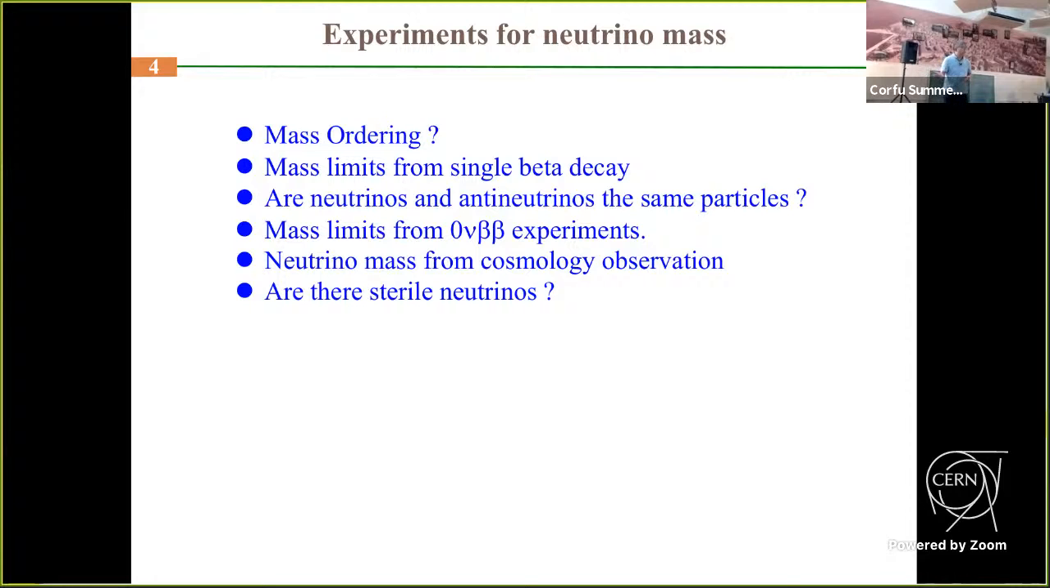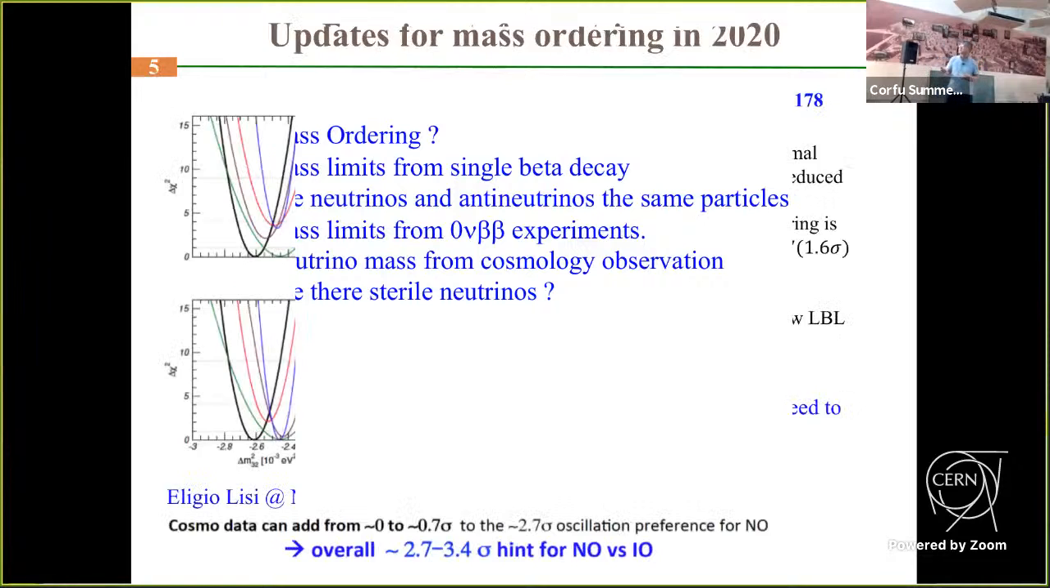Neutrino mass from cosmological objects. You all know, as discussed in this conference too, whether we also have sterile neutrinos. Those are relevant to beta decay.